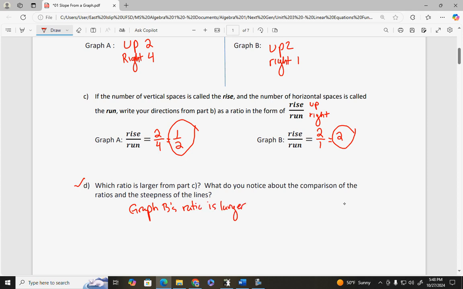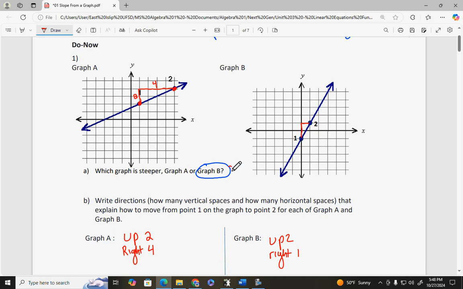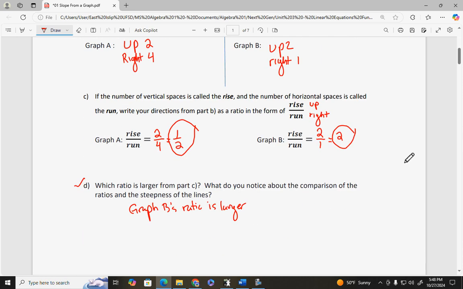And then they ask us, what do we notice about the comparison of the ratios and the steepness of the line? Well, do you remember we said graph B was steeper, and then graph B had the larger ratio. So really, the larger the ratio, the steeper the line. Very important fact. So we're moving on.